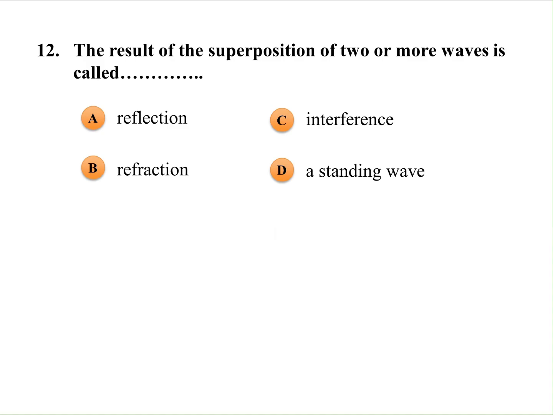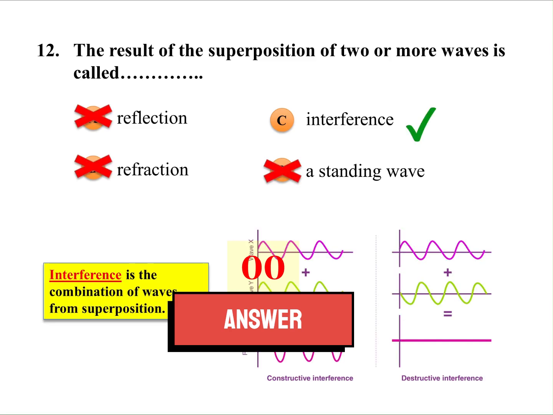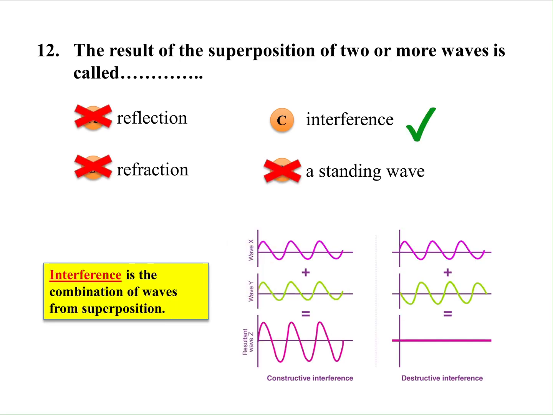The result of the superposition of two or more waves is called what? Of course, it's called interference. If the waves are building up, it's constructive interference. If they cancel each other, it's destructive interference.